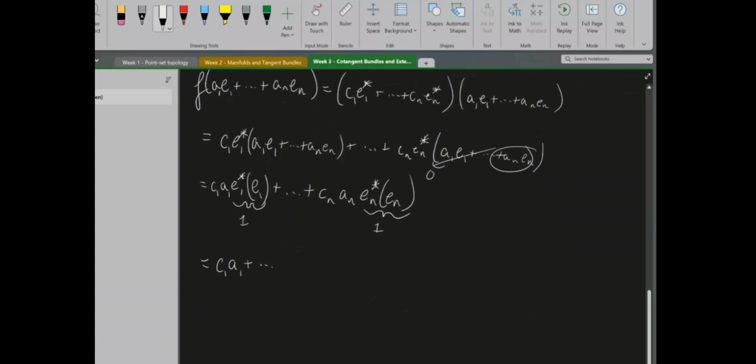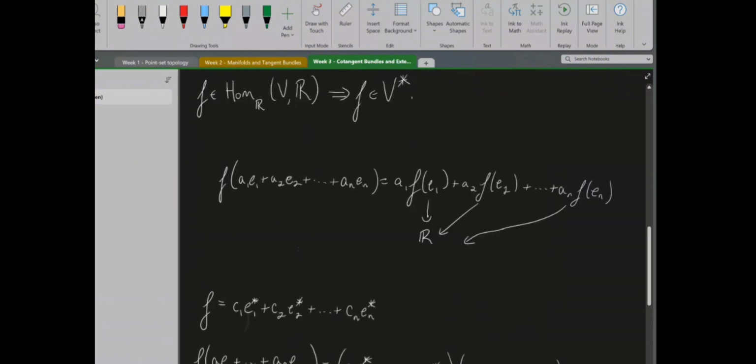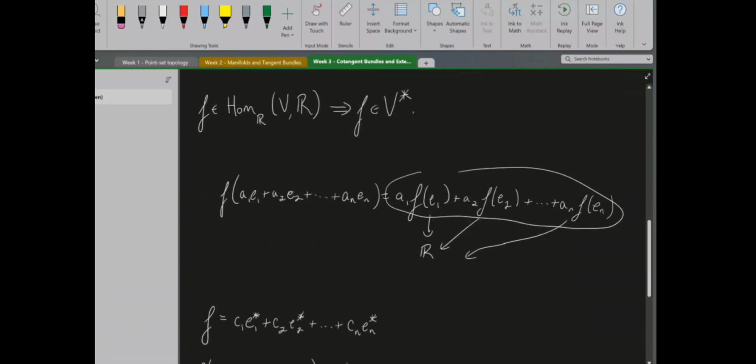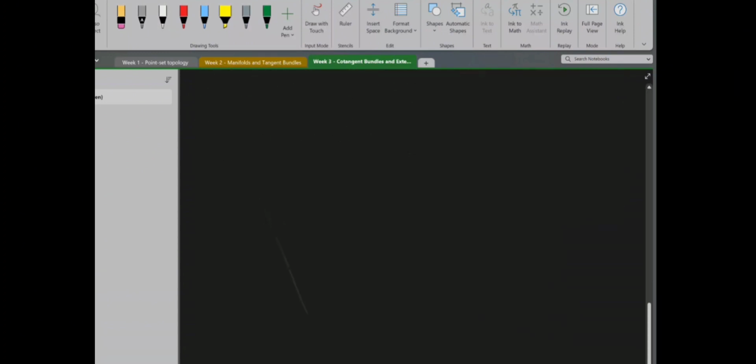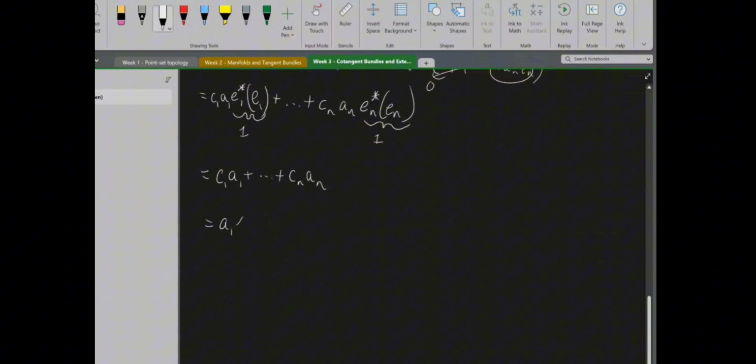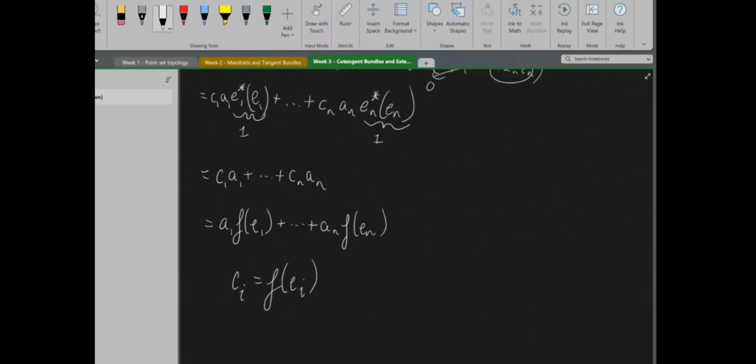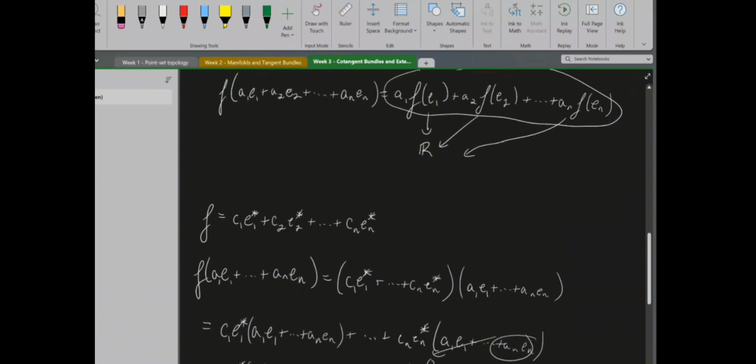So you end up getting c1 a1 plus dot dot dot plus cn an, and you want this to equal this thing up here. So the idea here is that you just let ci equal f of ei. So we say, okay, we want this to equal a1 f e1 plus dot dot dot plus an f en. So just define the c's so that you satisfy this, and then you're done. This equality checks out. So I wanted this to be the case, and now this makes it so.